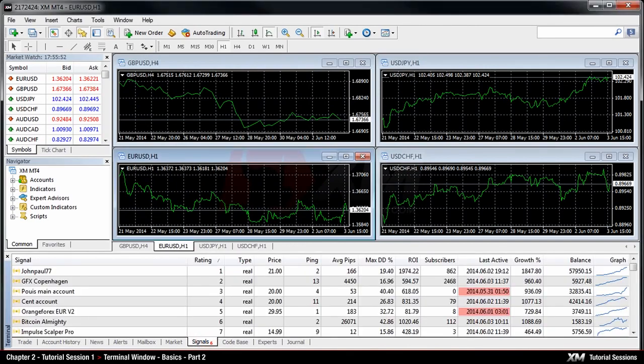The Signals tab is a service that allows anyone to become a signal provider and sell trading signals or subscribe to them and follow the strategy of an experienced trader.